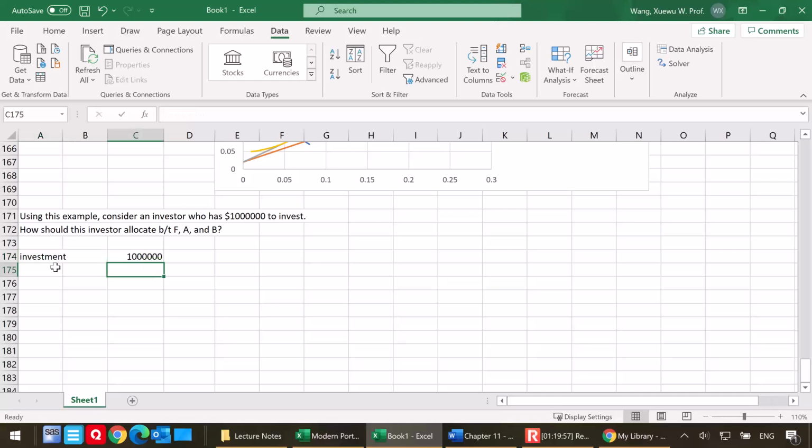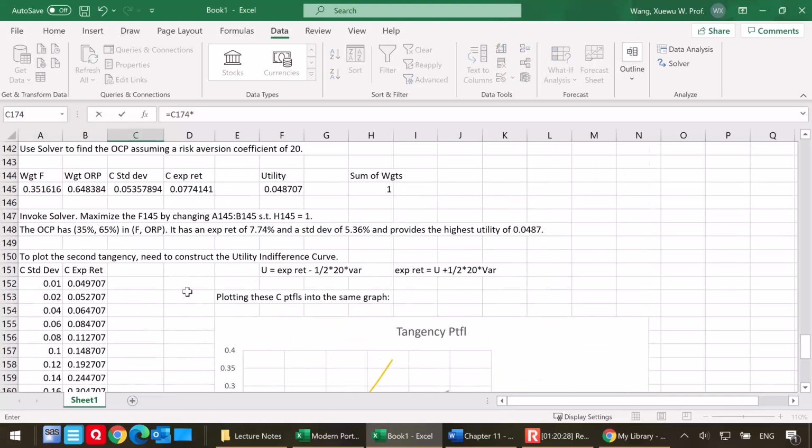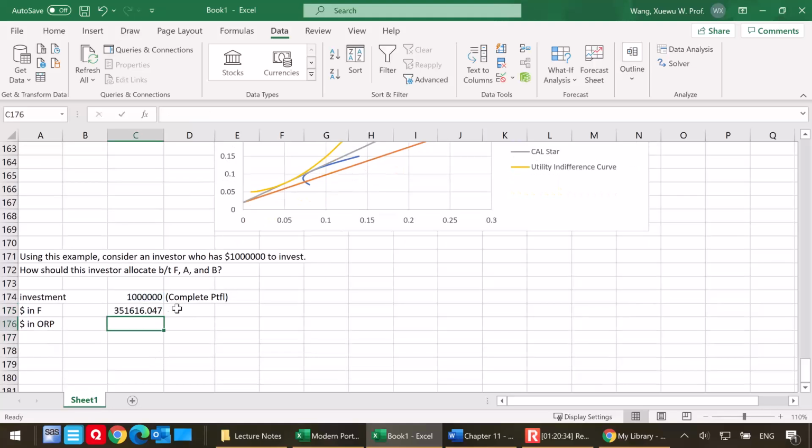All right, and this is our complete portfolio. All right, and we know that it's going to have a risk-free part. All right, dollar amount in risk-free and dollar amount in ORP. Okay, and how do we do this? Well, we have $1 million, and we're saying if you want to maximize the utility score, you're going to put 35% of that. So whatever that is, that's going to be the total dollar investment in risk-free.